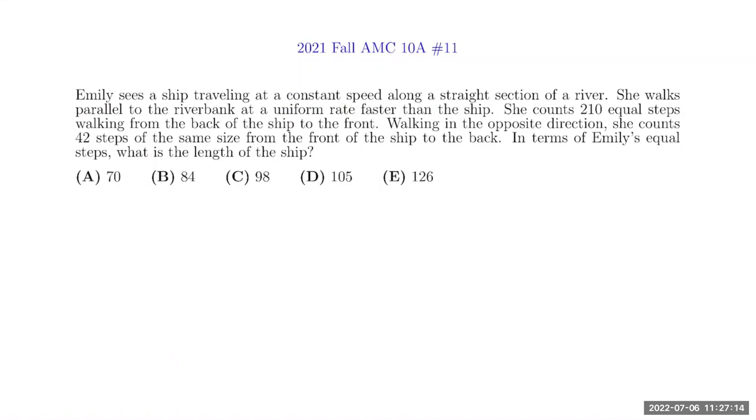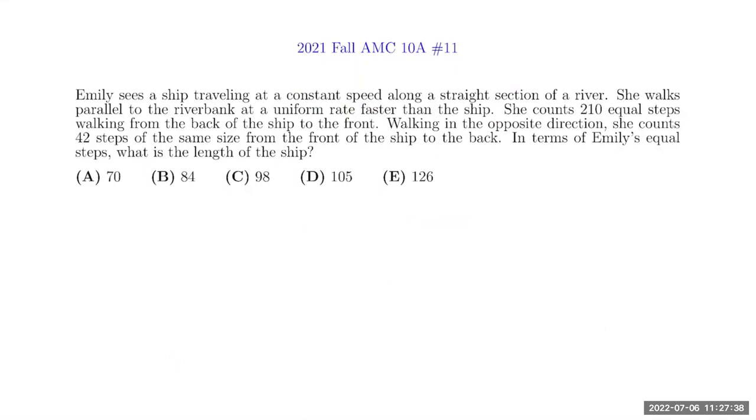Emily sees a ship traveling at a constant speed along a straight section of a river. She walks parallel to the riverbank at a uniform rate faster than the ship. She counts 2 equal steps, walking from the back of the ship to the front. Walking in the opposite direction, she counts 42 steps at the same size from the front of the ship to the back. In terms of Emily's equal steps, what is the length of the ship?